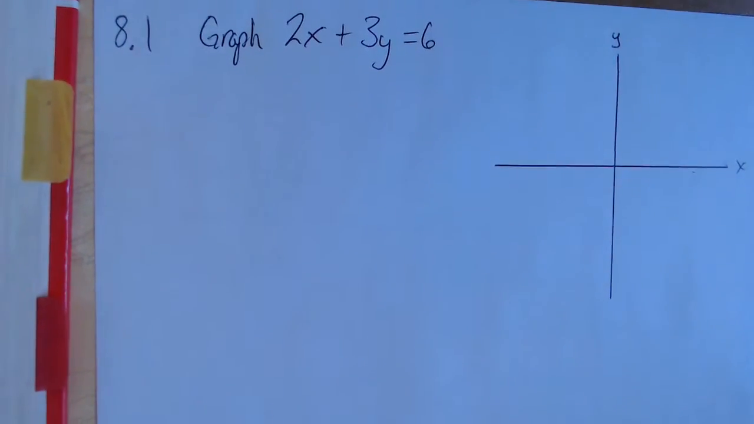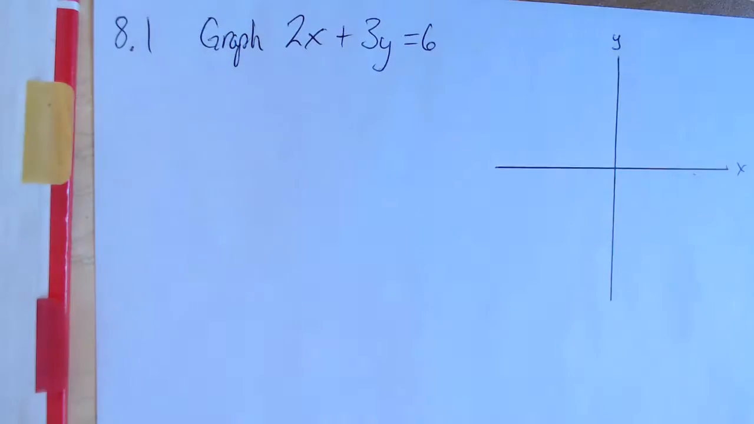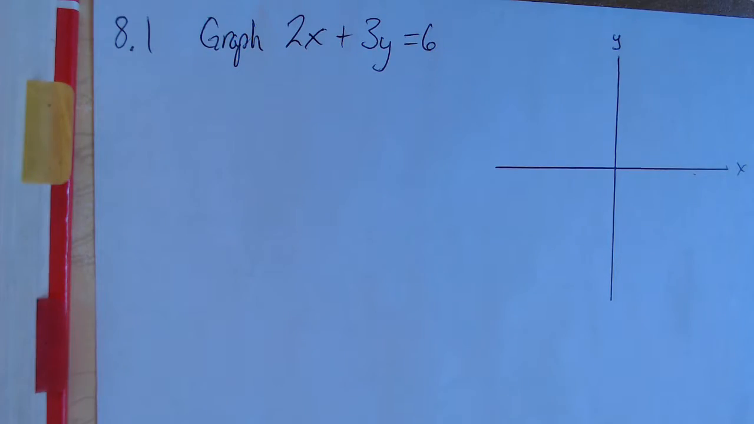Algebra 2, Lesson 8, Graphing Linear Equations. The first example we're going to use is 8.1 from the book, and they tell us to graph the equation 2x plus 3y equals 6. Before we can graph, we need to solve the equation for y to put it in y-intercept form.